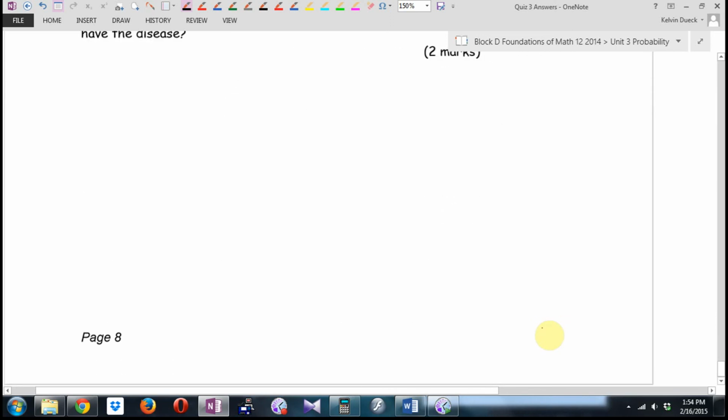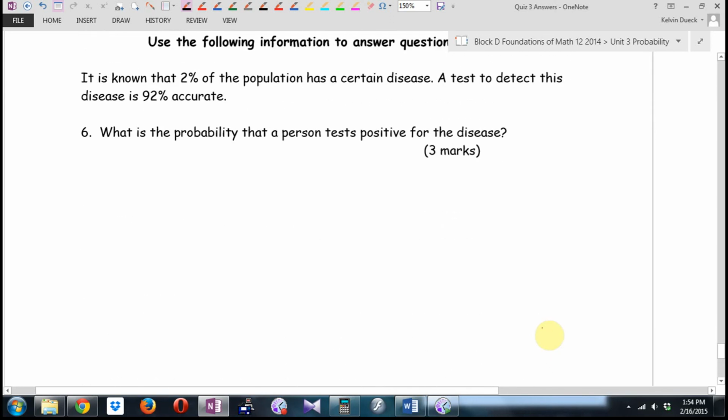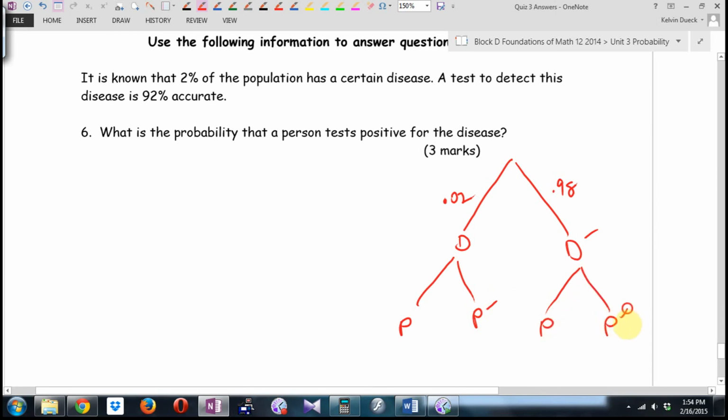One more? 2 more, sort of. It is known that 2% of a population has a certain disease. A test to catch this is 92% accurate. Okay. You either have the disease or you don't, and that's 0.02, 0.98. Then you test positive or not, test positive or not.